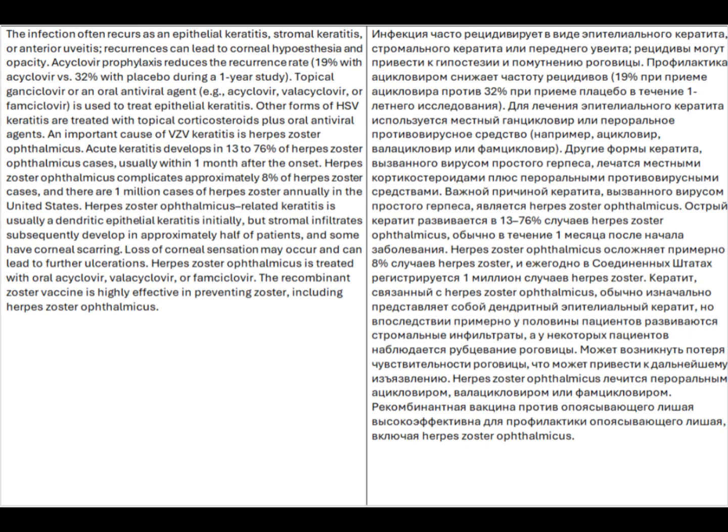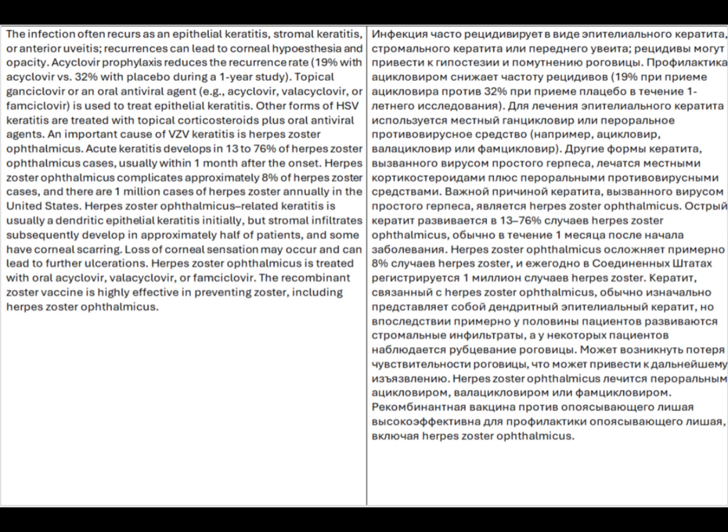An important cause of VZV keratitis is herpes zoster ophthalmicus. Acute keratitis develops in 13 to 76% of herpes zoster ophthalmicus cases, usually within 1 month after the onset. Herpes zoster ophthalmicus complicates approximately 8% of herpes zoster cases, and there are 1 million cases of herpes zoster annually in the United States.